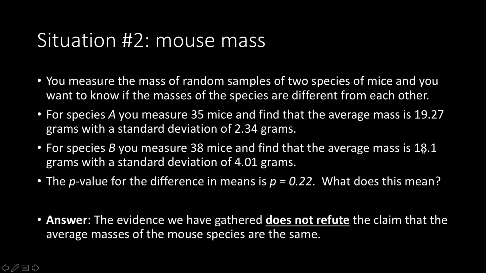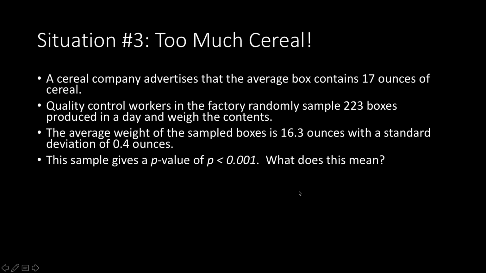Well, that's not that rare, so we really don't have evidence to refute the fact that the masses are the same. In other words, they're probably the same. We don't have evidence against that. Be careful here, though. We literally found two different means, but since our p-value is not less than 5%, we are saying, well, we don't have evidence that these are too different from each other. All right, let's look at one more.